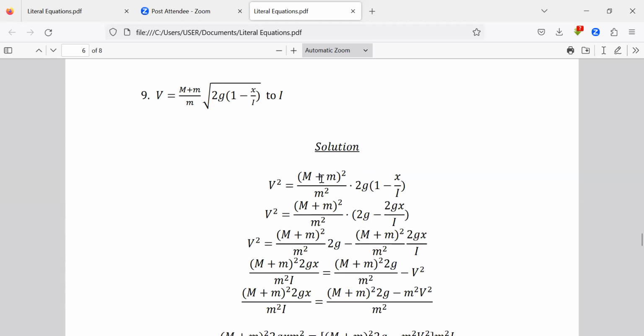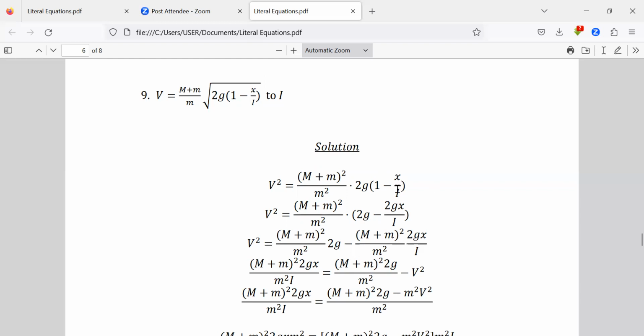So we get M plus m squared, M over m squared dot. So when we square the square root, it goes away because the whole of this is raised to the power half. And when you square it again, half times 2 gives you 1. So it takes you to this level.